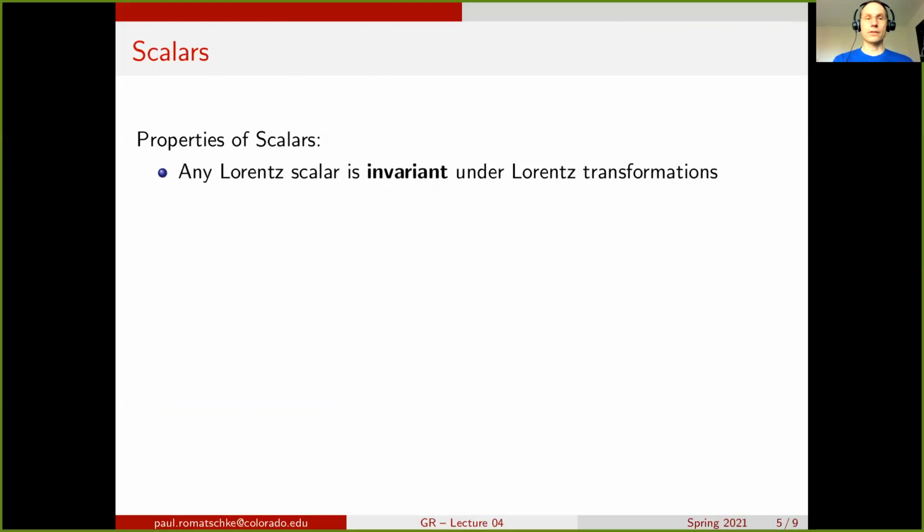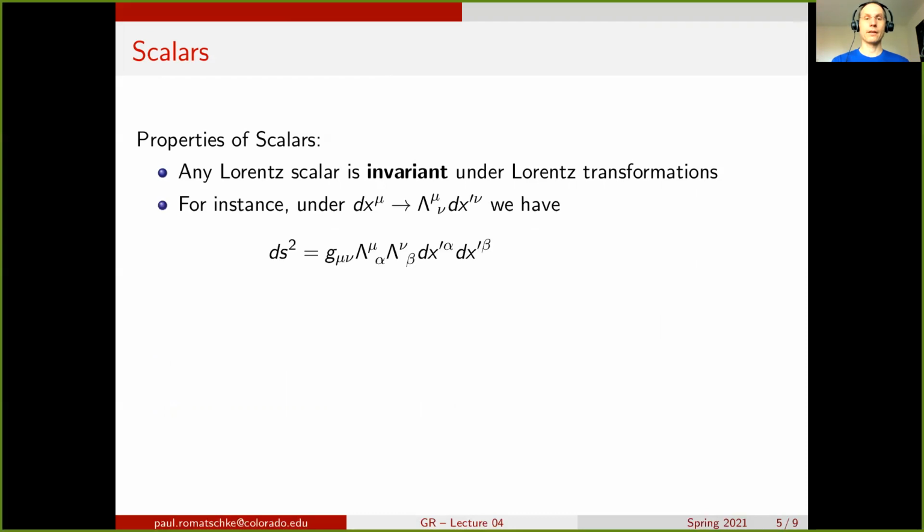So far we have talked about vectors. Now let's talk about scalars. Scalars have the nice property that they are invariant under Lorentz transformations. For instance, if we recall that a vector such as dx mu transforms under coordinate transformations to lambda mu nu dx prime nu, we can calculate the Lorentz transform of the line element squared. The line element squared basically becomes the Lorentz transformation of the individual vectors dx mu together with the metric tensor. And this thing we have found in a previous lecture to contract simply to the metric again.